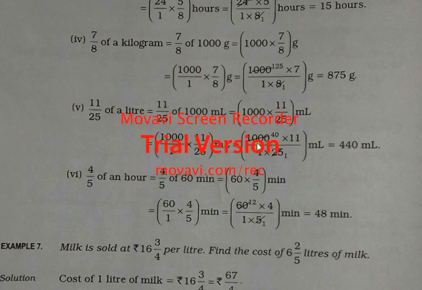So 25 into 4 is 100. So 40 it becomes, 40 into 11 becomes 440 ml. Okay. This is the way we deal with it. This is the way we solve the problem. Okay.